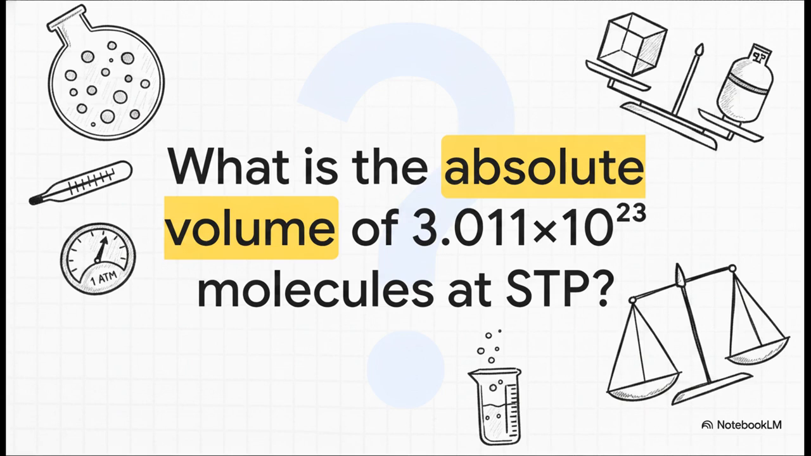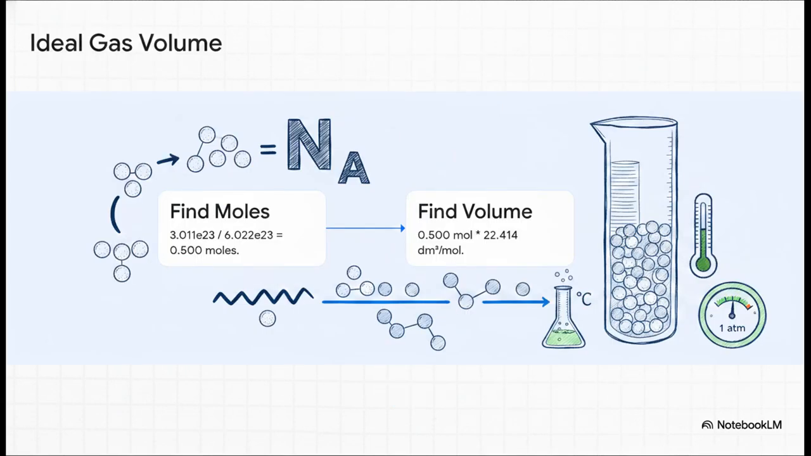Let's say you have an ideal gas system and it contains exactly 3.011 times 10 to the 23rd molecules of a pure gas. It's maintained at exactly 273.15 Kelvin and 1.000 atmosphere pressure. What is the calculated absolute volume of this system? Let's logically deconstruct the math together step by step.